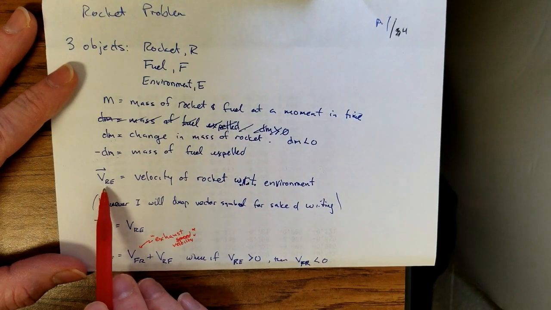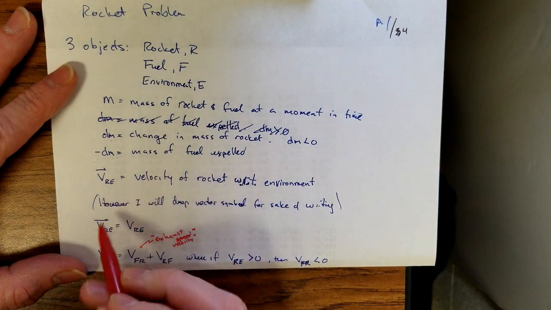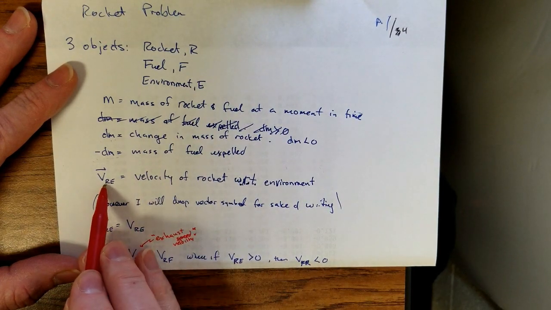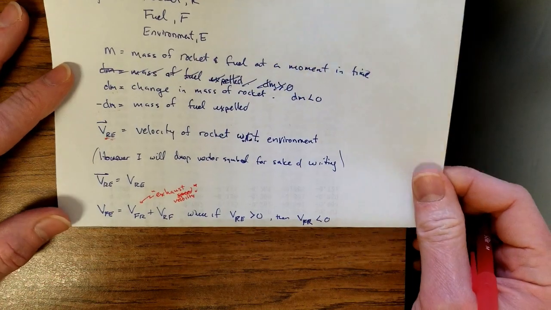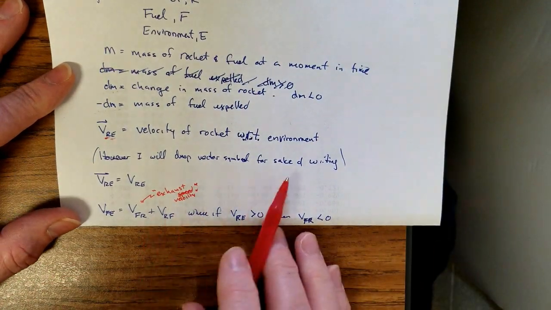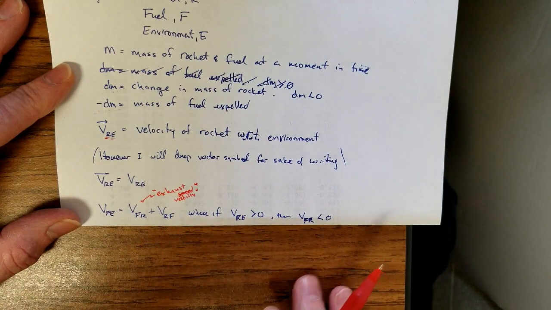I'm going to let v sub re be the velocity of the rocket with respect to the environment. This is common notation here with the double subscript. So that's what has that velocity and what it is in relation to. Now, the vector notation becomes a nuisance, so I'm just going to drop the vector notation for the sake of writing. All the v's are velocities and not speeds.